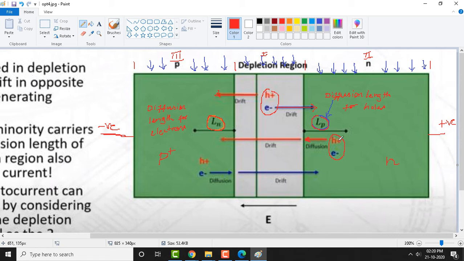Holes keep moving to the junction. Suppose the hole, H plus, comes here. Till here it is a diffusion process, but beyond that the field is so strong, because there is a capacitance effect here, that this hole will be pushed into the P plus region. I hope you understand this mechanism. The electron will be retained here itself. Hole concentration you can see is more here and less here.